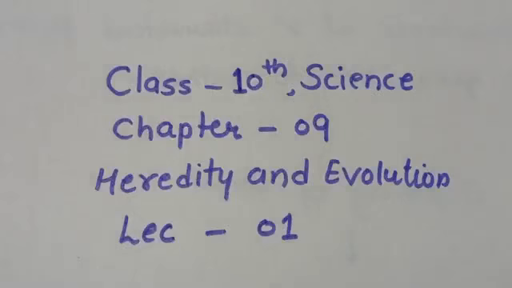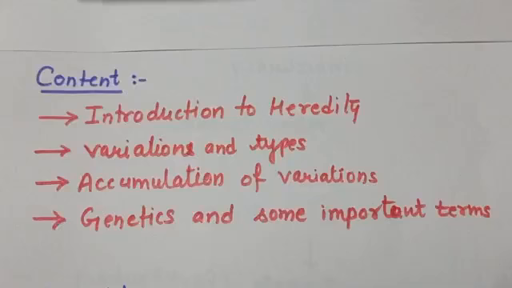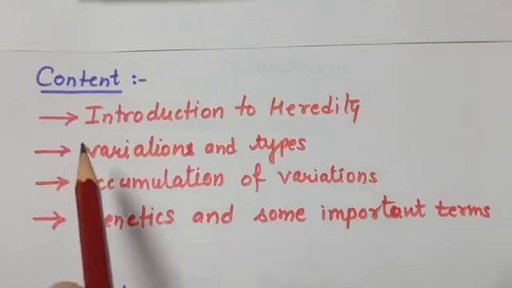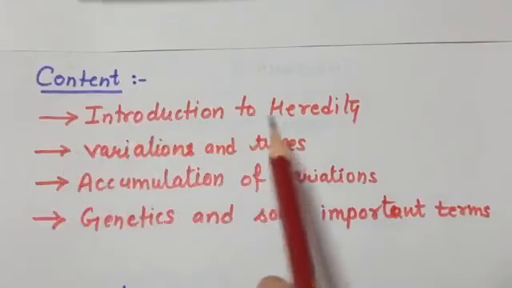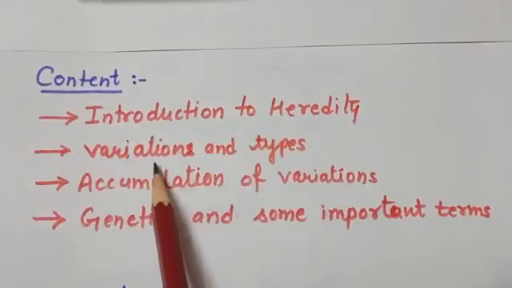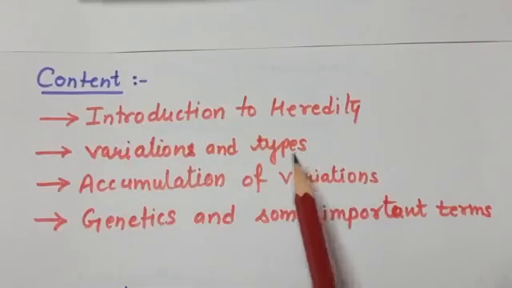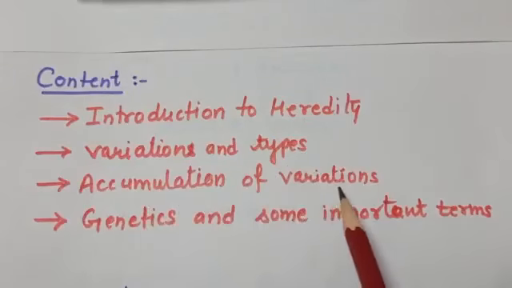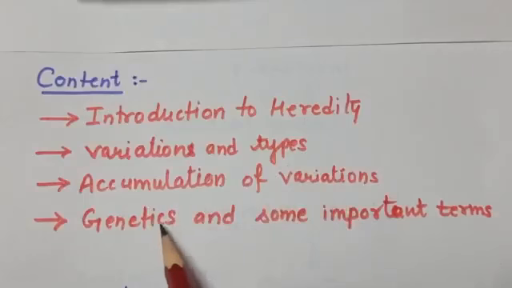Welcome back. This video is for class 10th science, chapter number 9, heredity and evolution, and this is lecture number 1 of chapter number 9. In today's lecture, we will see the introduction to heredity, variations and its types, accumulation of variations, and genetics, and some important terms related to genetics. So let us begin with our first topic, that is heredity.